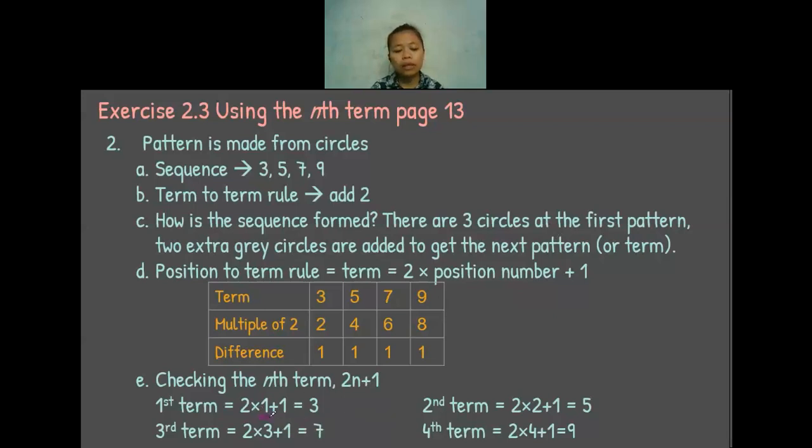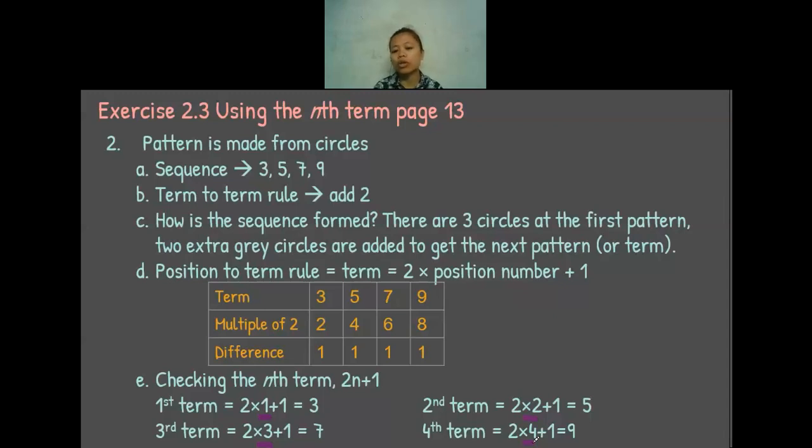So for the first term, you already have it in your workbook. 2 times 1 plus 1 will be equals to 3. And then for the second term, the n we replace with 2. 2 times 2 plus 1 becomes 5. And then for the third term, we do 2 times 3 plus 1, which is equals to 7. For the fourth term, we will have 2 times 4 plus 1, which is equals to 9. All of them are matching.